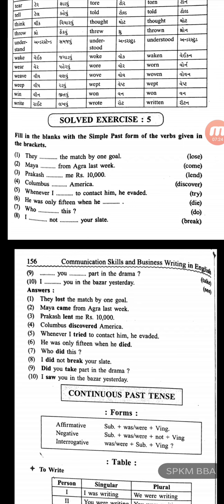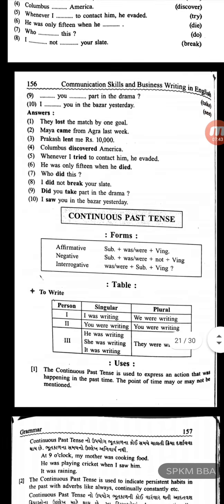Second one: Maya dash from Agra last week. In the bracket it is come. Came. Came means it has already happened. She has reached Agra, or she came from Agra. So these are the solved exercises that you can practice.